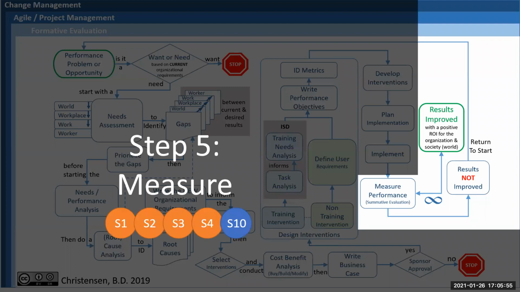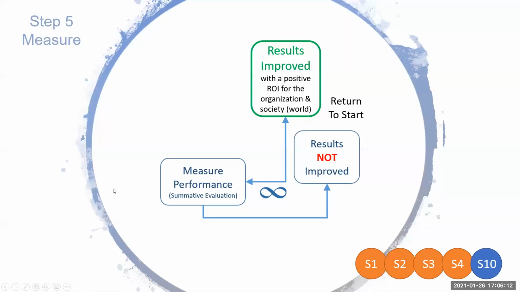And so that's standard number 10. This is how we demonstrate value to our clients, and it is very, very important. The only change to the model here was that little infinity symbol at the bottom, because we want to keep measuring. And that's the whole model.